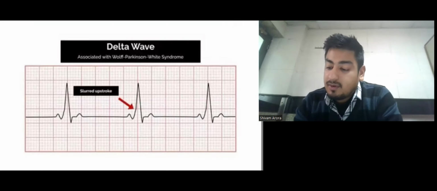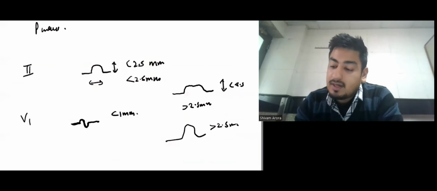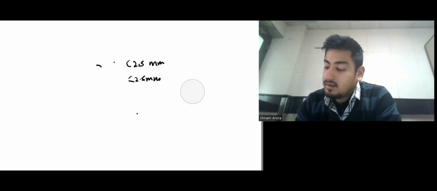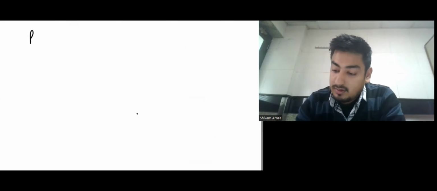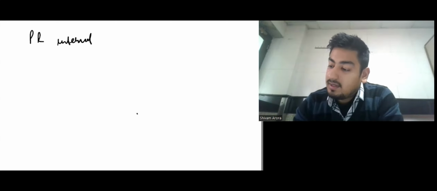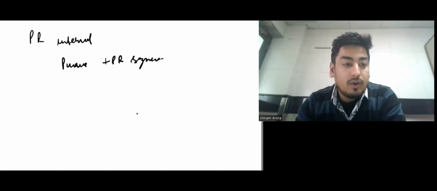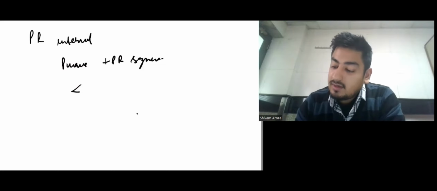Then we'll come to the PR segment. PR interval. Okay. So what is the PR interval? PR interval is P wave plus PR segment. Okay. And the normal PR interval is less than 5 mm.